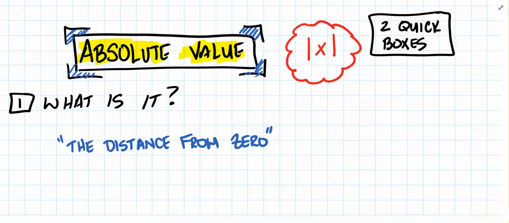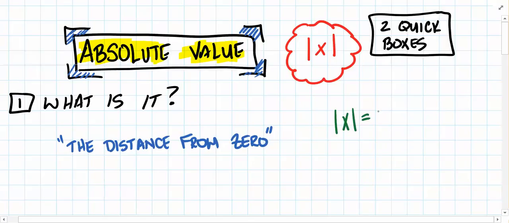Most of you probably said it was the distance from zero, and you would not be wrong, but I definitely want to make sure that we have a deeper understanding of what absolute value is. Maybe some of you said it was the distance from zero on a number line. Like for example, if I asked you, well, the absolute value of x is equal to 3.